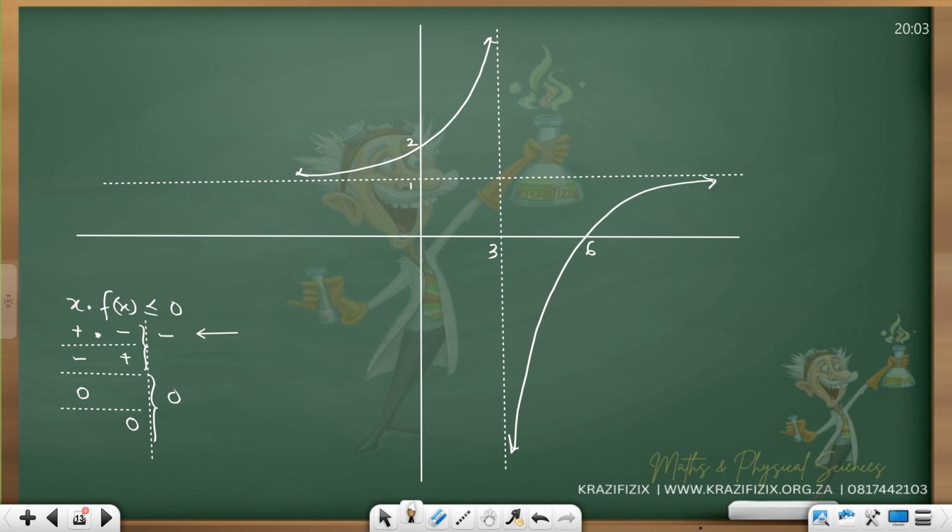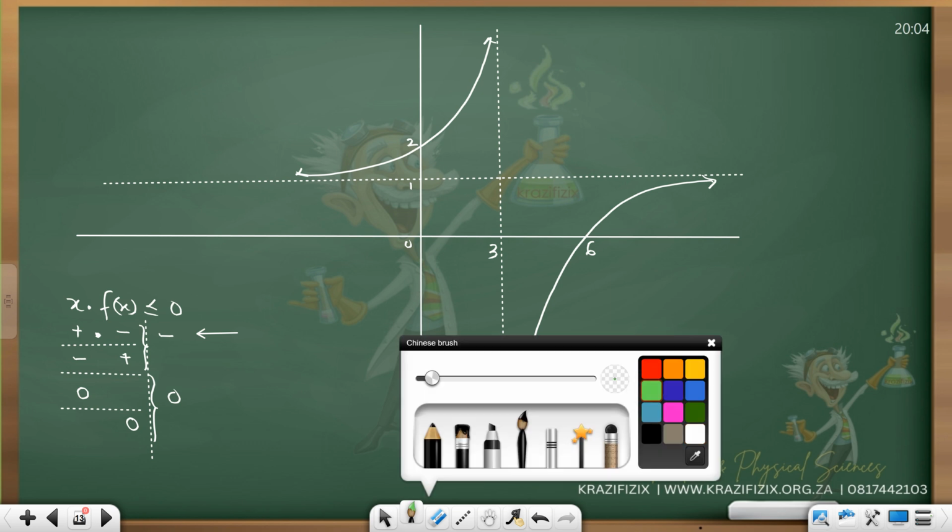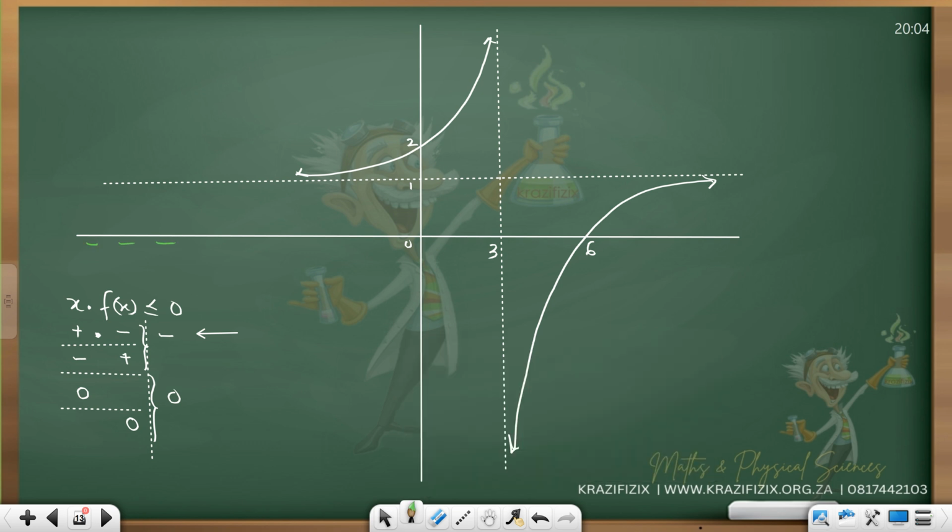To get a 0, one of them must be 0. To get a negative, they must be of opposite signs. But here is the question. What is x? x is just x values. Beautiful. So let me use a yellow or green. x values are negative here. x value here is 0. x values here are positive. That's all. That's my x.